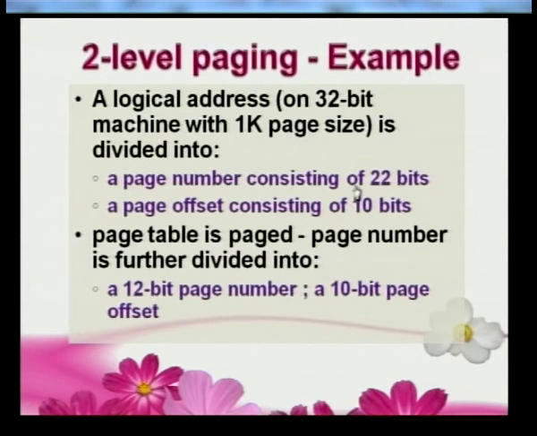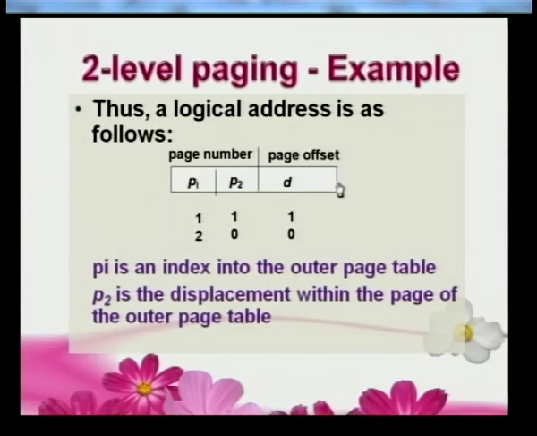This 12 plus 10 corresponds to the 22 bits as a page offset. In this two-level paging example, this is how the bits in the logical address are organized. The page offset always corresponds to the displacement, indicated as D, as in any other simpler paging scheme. The difference lies only in the P area, or the page number area.